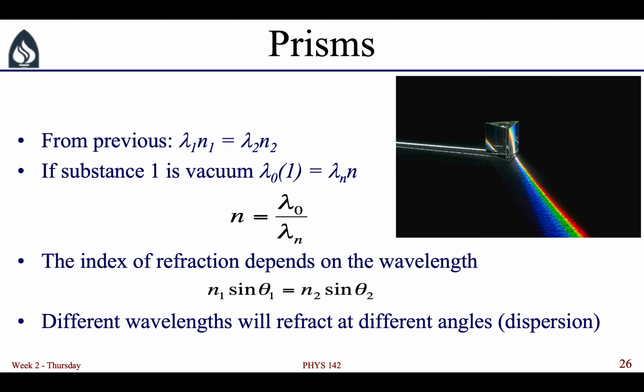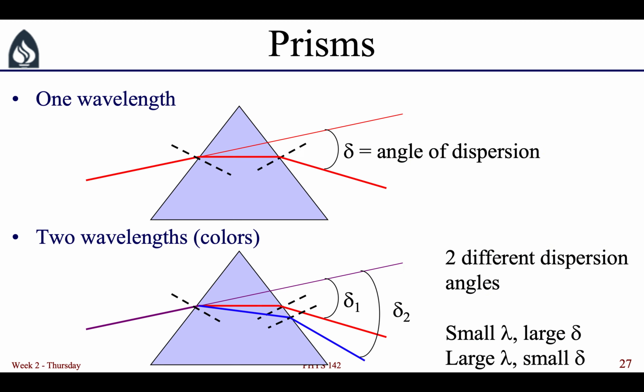Now, this index of refraction depends on the wavelength. So the shorter wavelengths are actually bent more by traveling from one material to the other than longer wavelengths. And that means if the index of refraction depends on the wavelength, different wavelengths are going to be refracted at different angles. And this leads to the phenomenon of dispersion, and is how prisms work and are able to send different colors of light in different directions.